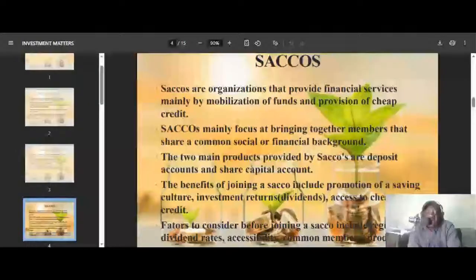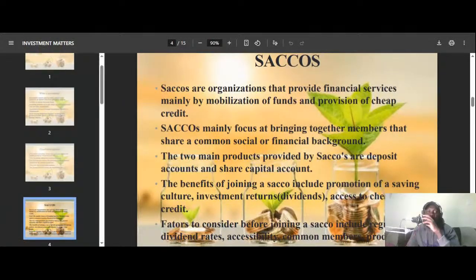So there are two main products in a SACCO: deposits account and share capital account. One of the things is that the share capital is not refundable, even if you are leaving the SACCO. Also the deposit that you put in your SACCO account, it is very important that you get to know that that is not money that you can access anytime you think like accessing it. SACCOs do not provide you with liquidity, and that is a point that the majority of people miss to understand before joining a SACCO.